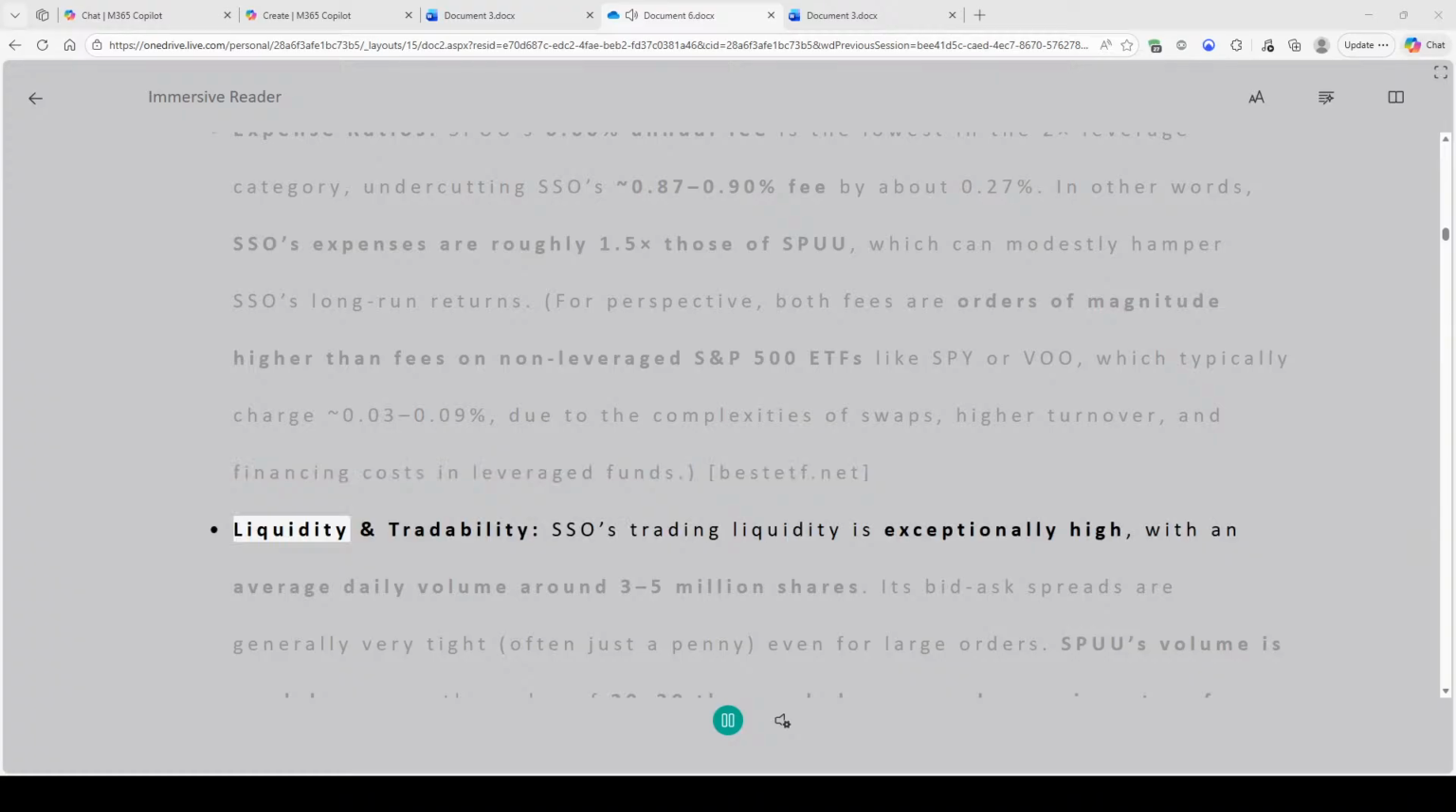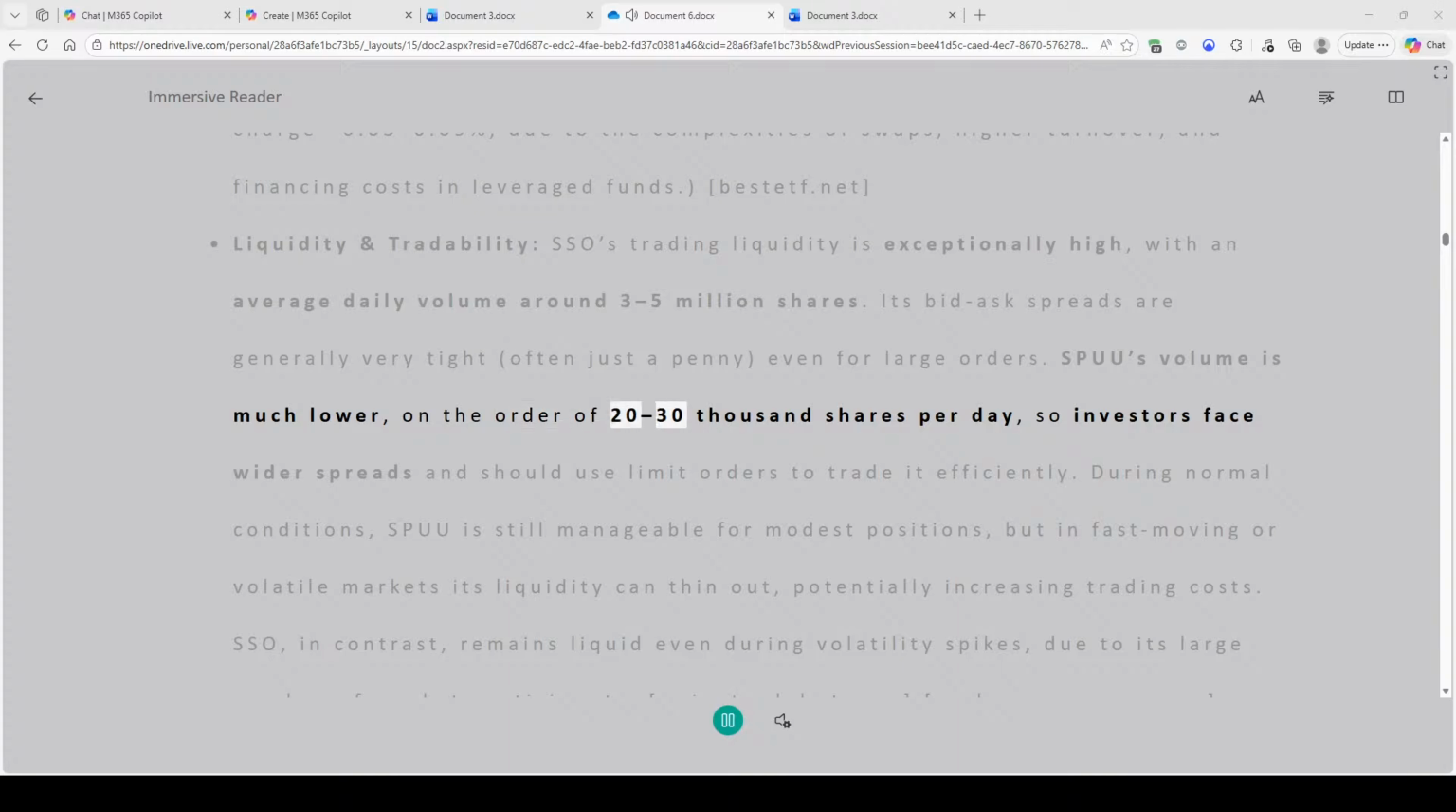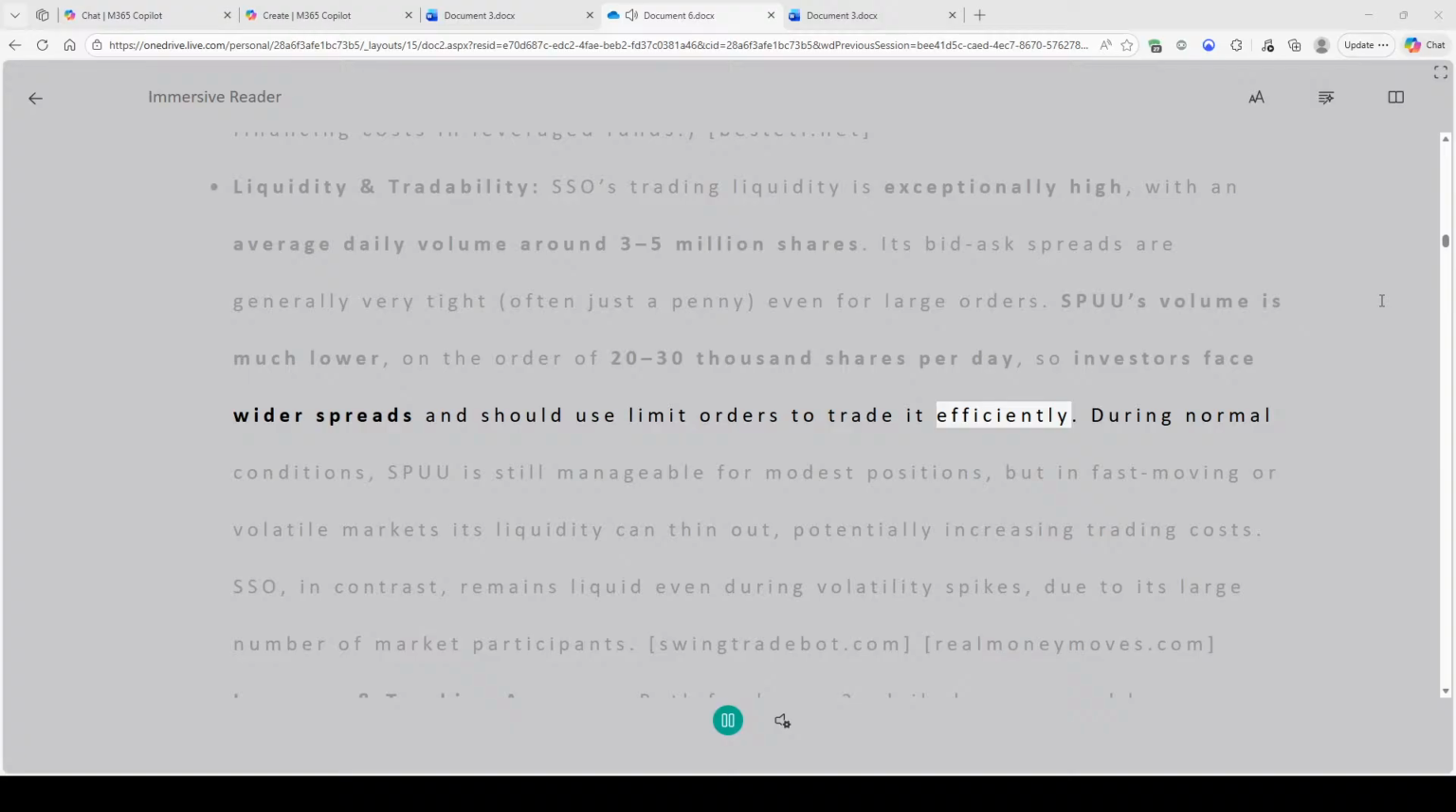Liquidity and tradability: SSO's trading liquidity is exceptionally high, with an average daily volume around 3 to 5 million shares. Its bid-ask spreads are generally very tight, often just a penny, even for large orders. SPUU's volume is much lower, on the order of 20 to 30,000 shares per day, so investors face wider spreads and should use limit orders to trade it efficiently. During normal conditions, SPUU is still manageable for modest positions, but in fast-moving or volatile markets its liquidity can thin out, potentially increasing trading costs. SSO, in contrast, remains liquid even during volatility spikes, due to its large number of market participants.